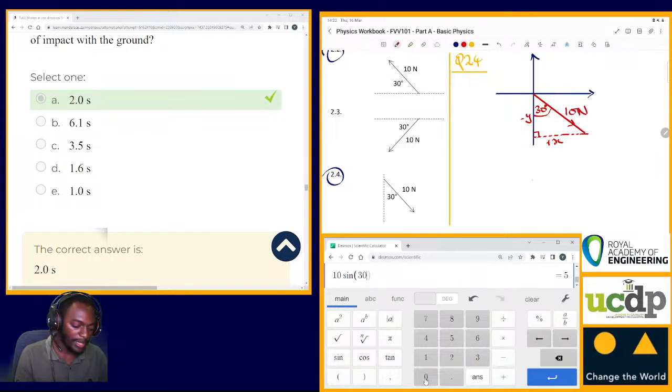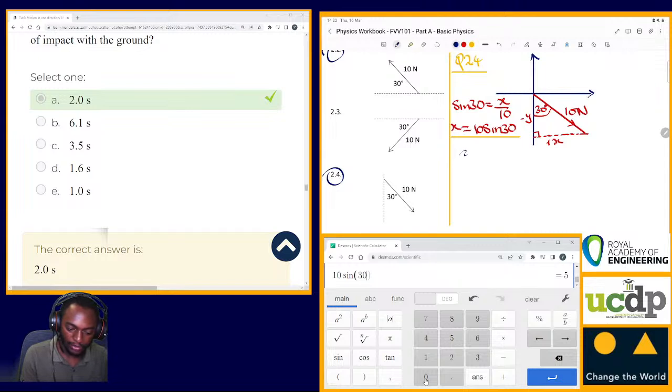So it's going to be sine, okay? Because x is on the opposite, and we've got the hypotenuse. So it becomes sine 30, and what is our opposite? It's x, and our hypotenuse is 10. So x is equal to 10 sine 30. You punch that. Okay.